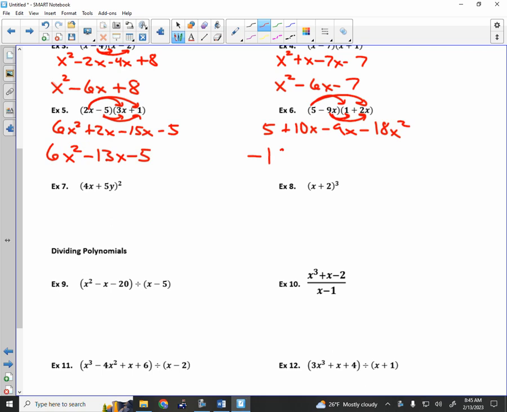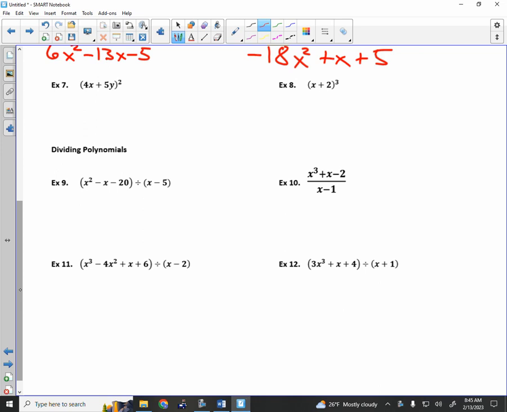It is customary to write it so that the largest degree is first, so negative 18x squared plus x plus 5. Okay. All right, so that should very much be a review. Example 7 is where people sometimes make mistakes. So let's talk about this one.